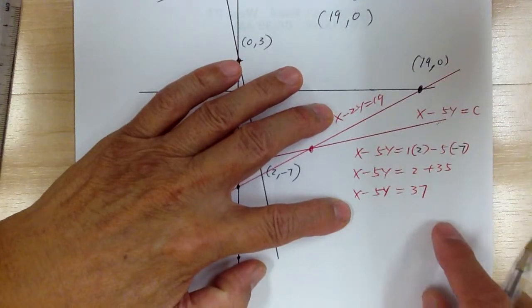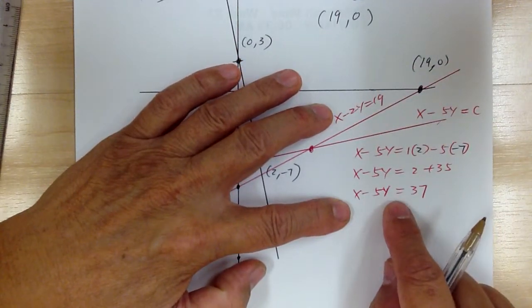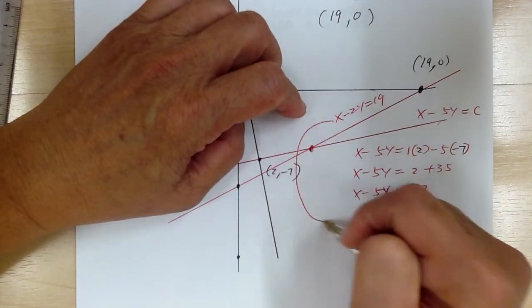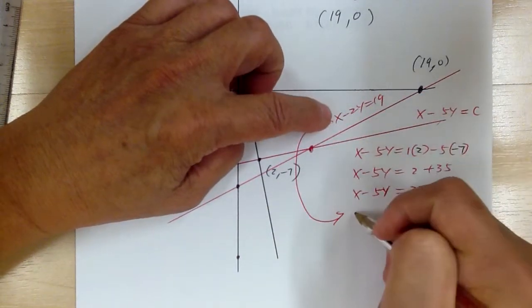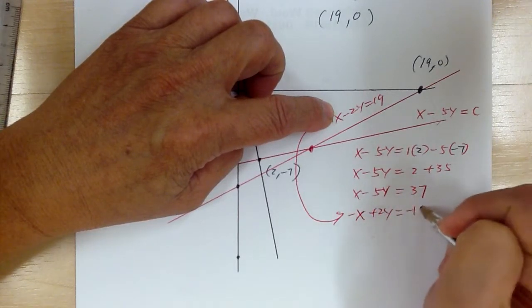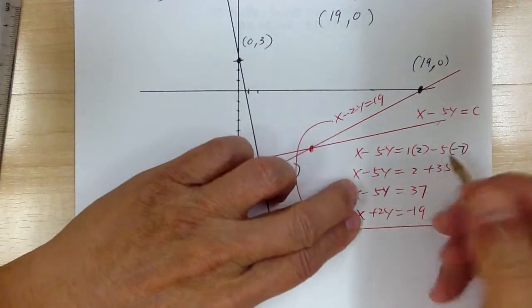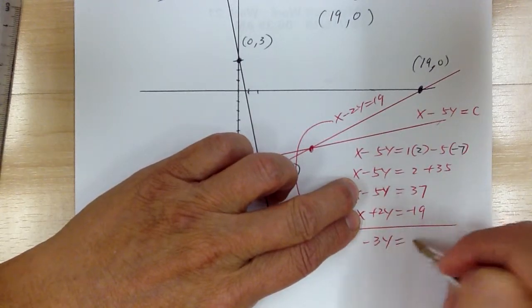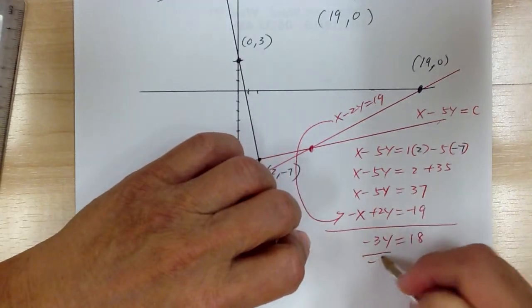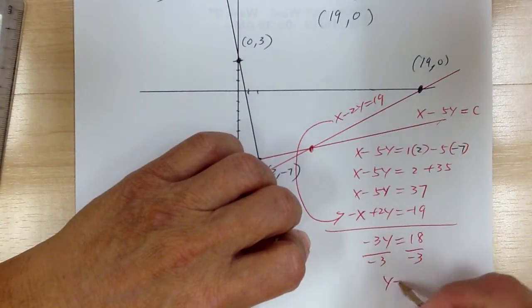Okay? So I'm going to multiply this by negative 1 and put underneath. I'm going to put this right over here. So multiply by negative 1, so I got negative x plus 2y equal to negative 19. When I add, this cancels out, so I got negative 3y equal to 18. Divide by negative 3, so y equal to negative 6.